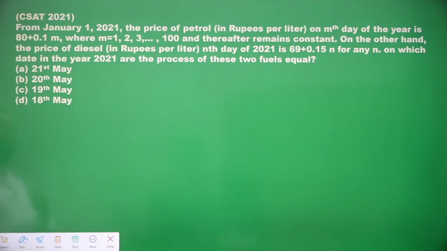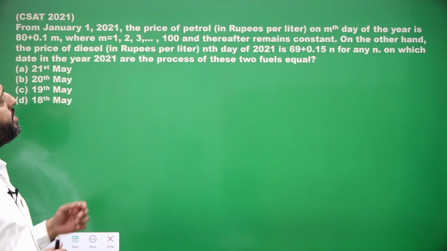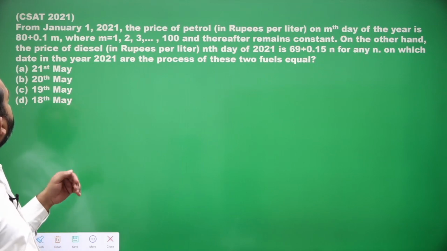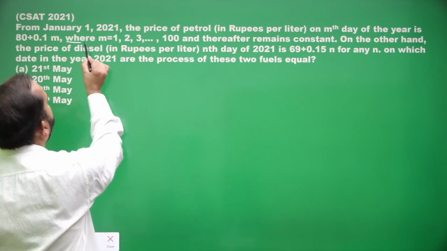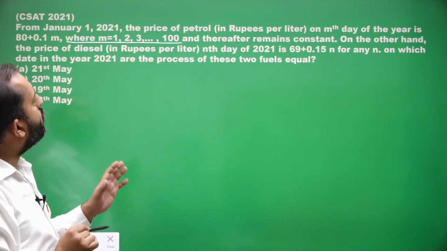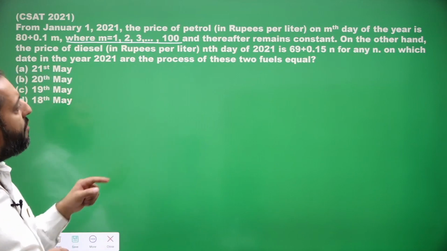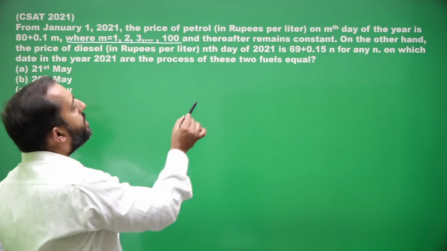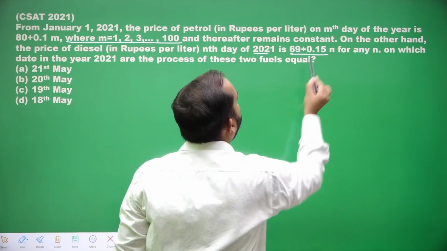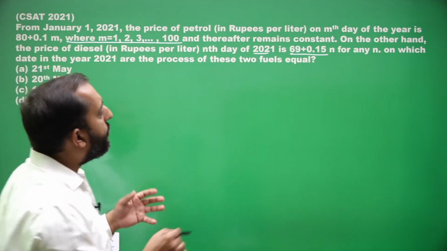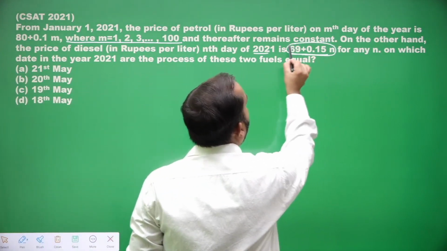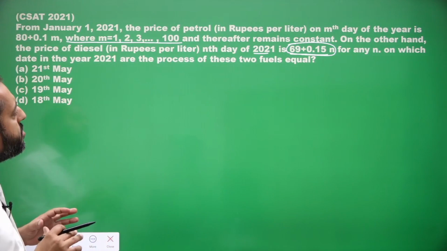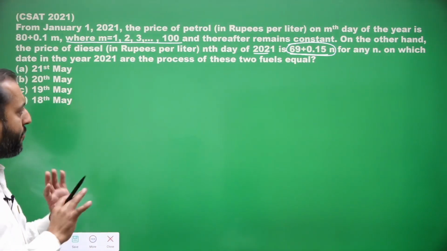It says, from January 2021, the price of petrol in rupees per liter on the mth day of the year is 80 plus 0.1m, where m is equal to 1, 2, 3, 4, 5 till 100. Thereafter it remains constant. On the other hand, the price of diesel on the nth day of 2021 is 69 plus 0.15n for any n. On which date in the year 2021 will the prices of these two fuels be equal to each other?